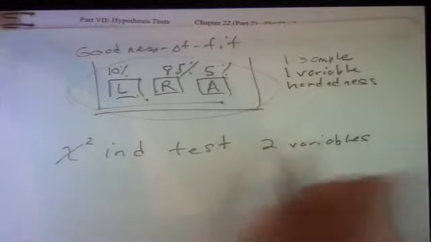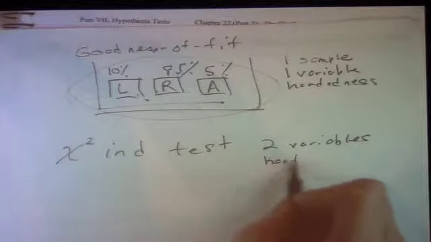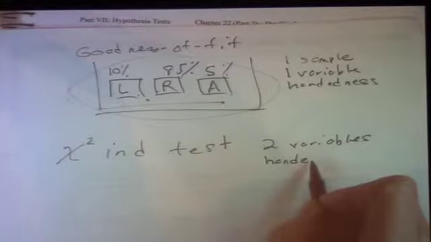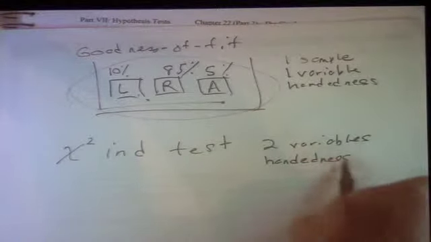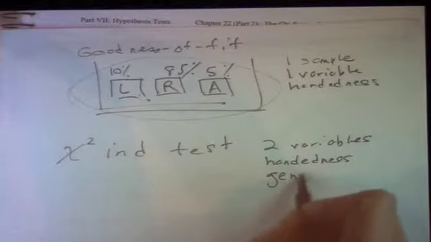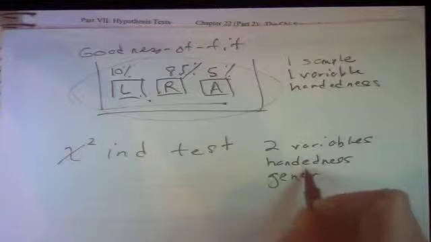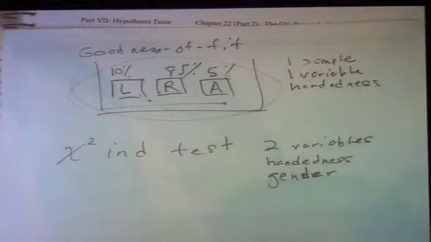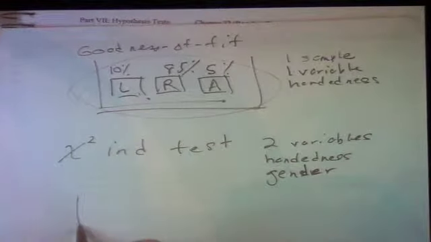And the one on your homework is handedness. That's one of them. Handedness, is that the right word? Handedness: left, right, or ambidextrous, so there are three categories. And the other is gender, male or female. Gender, okay? So you could think about it this way.